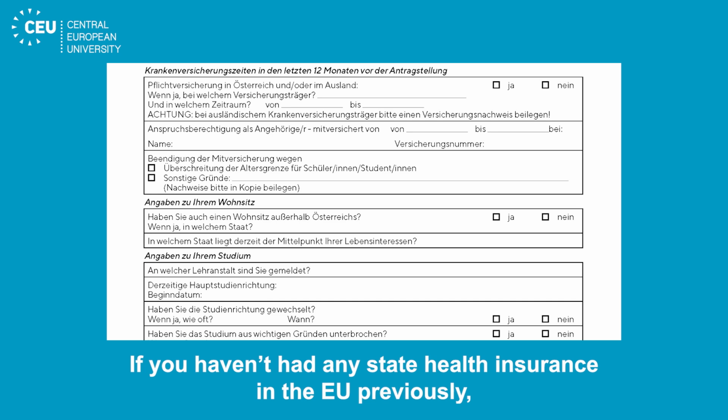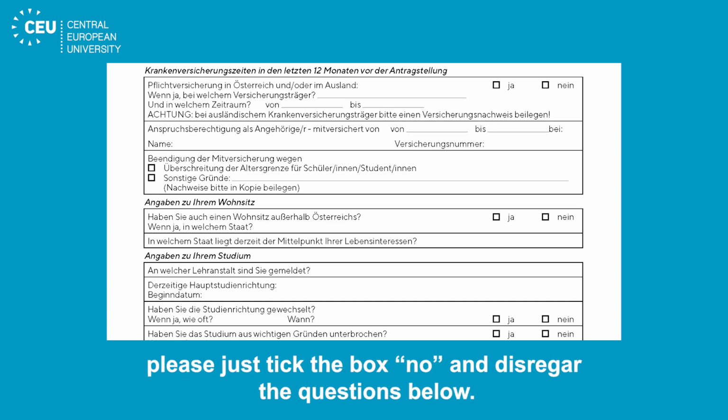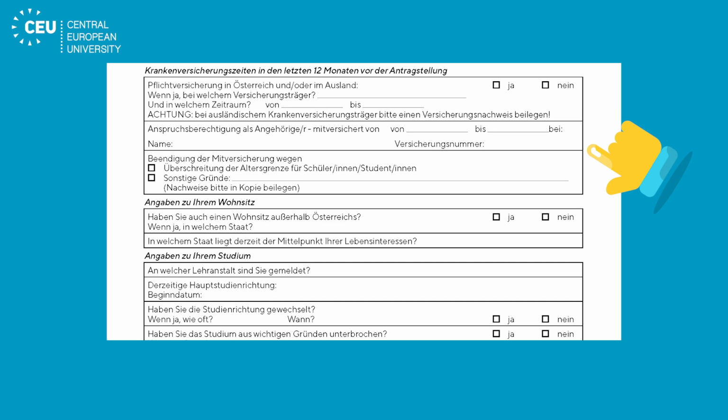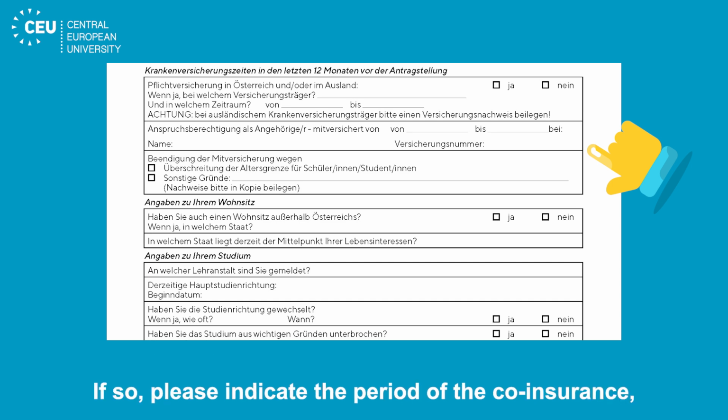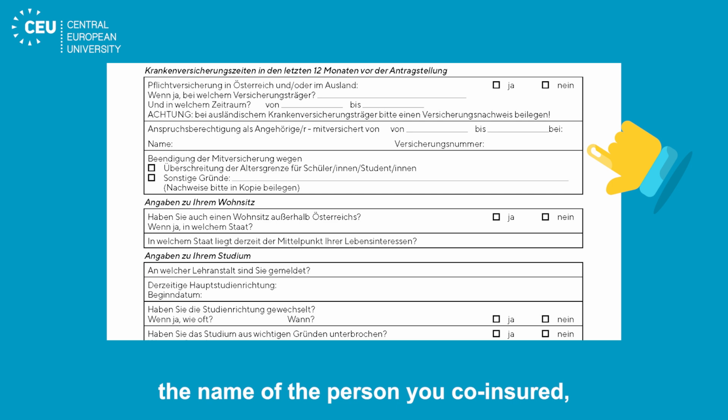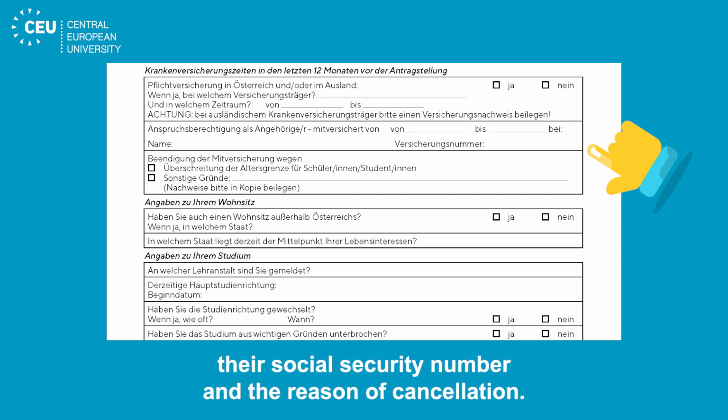If you haven't had any state health insurance in the EU previously, please just tick the box no and disregard the questions below. The following rubric asks whether you had co-insurance in the past 12 months. If so, please indicate the period of the co-insurance, the name of the person you co-insured, their social security number, and the reason of cancellation.